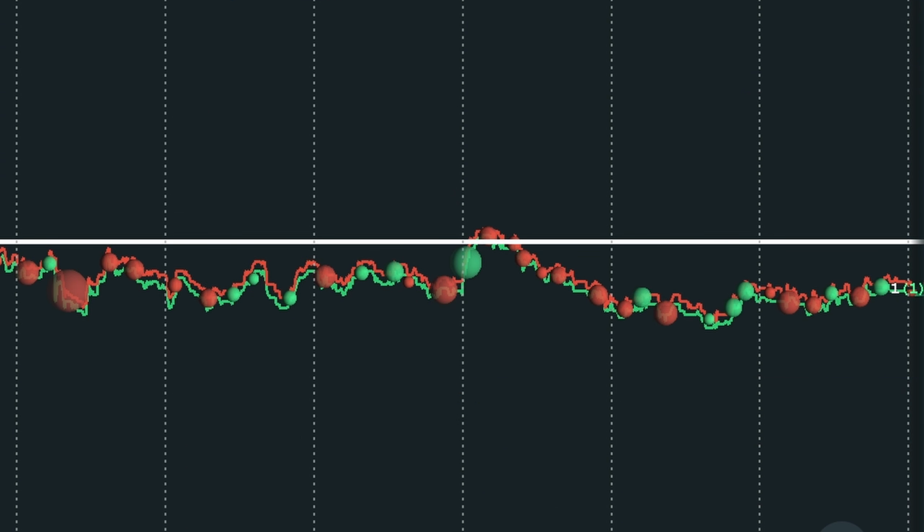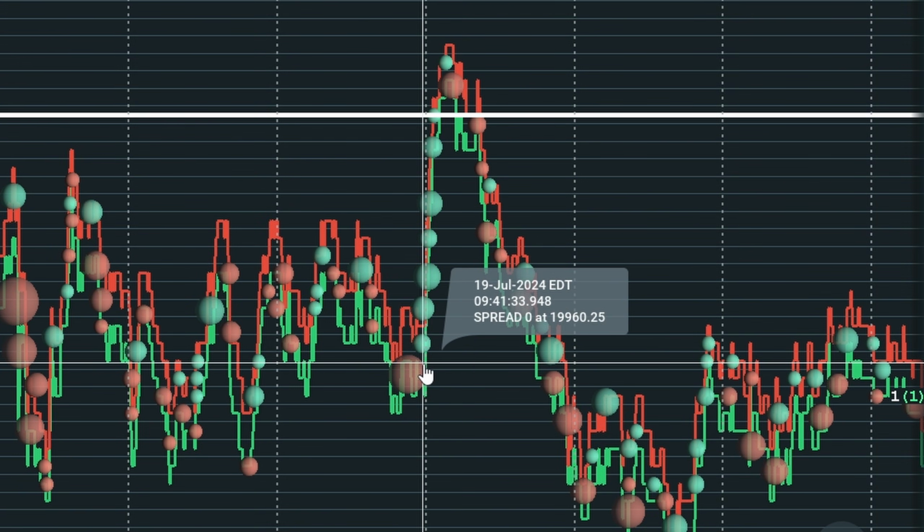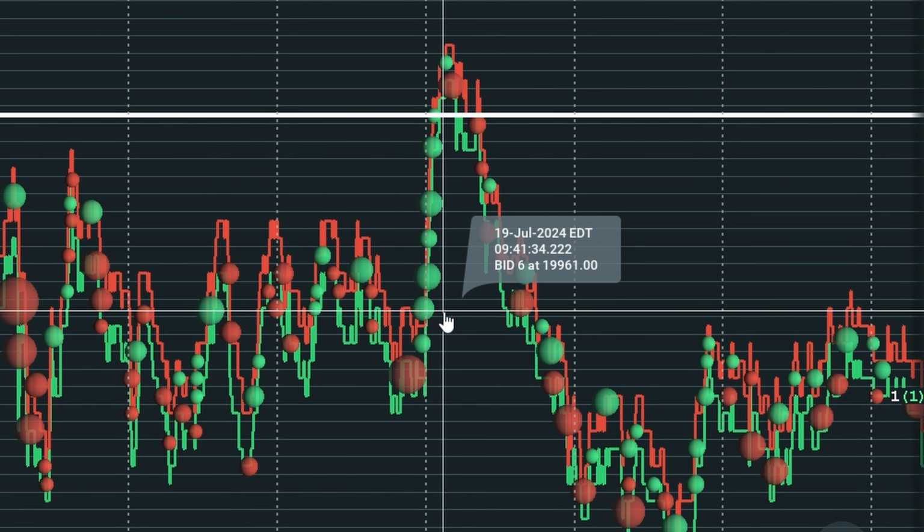We're actually going to turn those off for this example. And instead, I want to focus on the bubbles. I want you guys to think about the bubbles as showing us aggression in the markets. The bigger the bubble is, the more aggression we have in the market, meaning the more orders that were hit on the bid or on the ask.